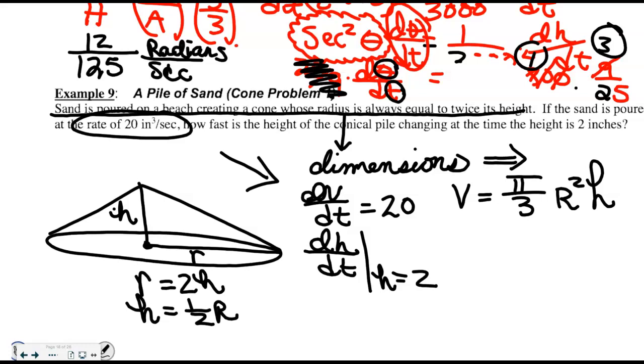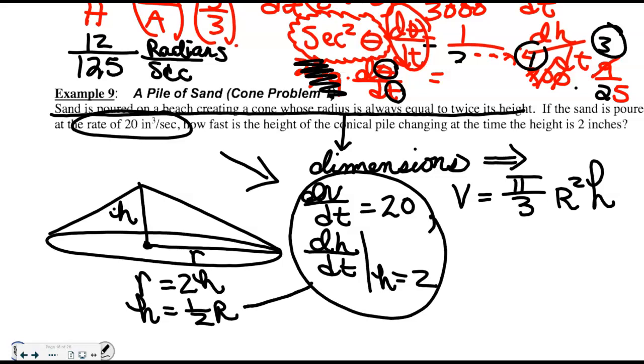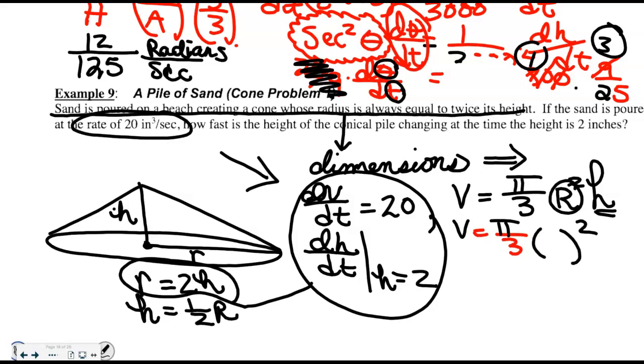I'm going to say, hey, I only need dh dt when h is 2, and I can get h, right? If I replace r with twice h. So that tells me which one I want to choose. I want to keep the h in there, so I'm going to replace the r. Did you digest that one, Ashley? So you got to kind of be a problem solver, otherwise the problem becomes way more difficult than it needs to be. So I'm going to replace the r.